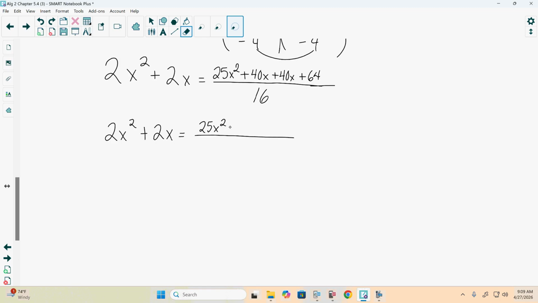$25x squared, no like terms, but our 40x and 40x will add together, not multiply. We're going to add those together to give us plus 80x plus 64 all over 16.